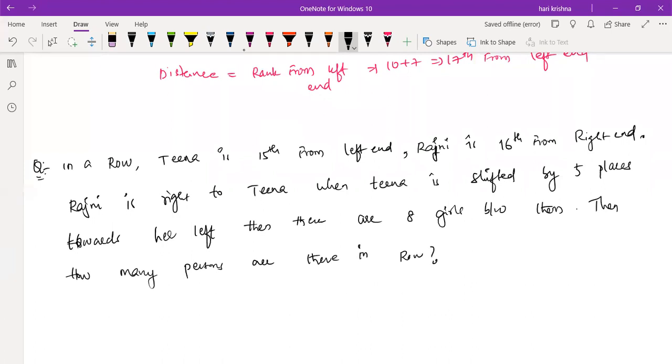This is the first homework, okay? In a row, Tina is 15th from the left hand, Rajni is 16th from the right hand. Rajni is right to the Tina when Tina is shifted by 5 places towards her left. They said 5 places. Don't increase the number, okay? Because that is not the persons, right? That is a distance only. So 5 places towards her left. Then there are 8 girls between them. Then how many persons are there in the row? This is your homework problem.